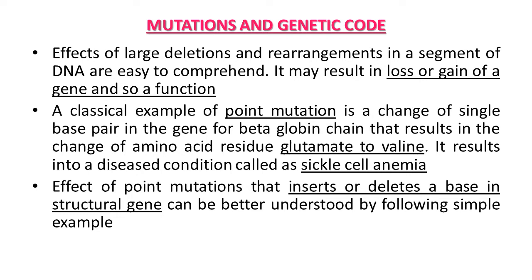A classical example of point mutation that you have already studied in the previous chapter is a change of a single base pair in the gene for beta globin chain that results in the change of amino acid residue glutamate to valine, and in humans it results in a disease known as sickle cell anemia. So this disease in human beings is an example of point mutation.